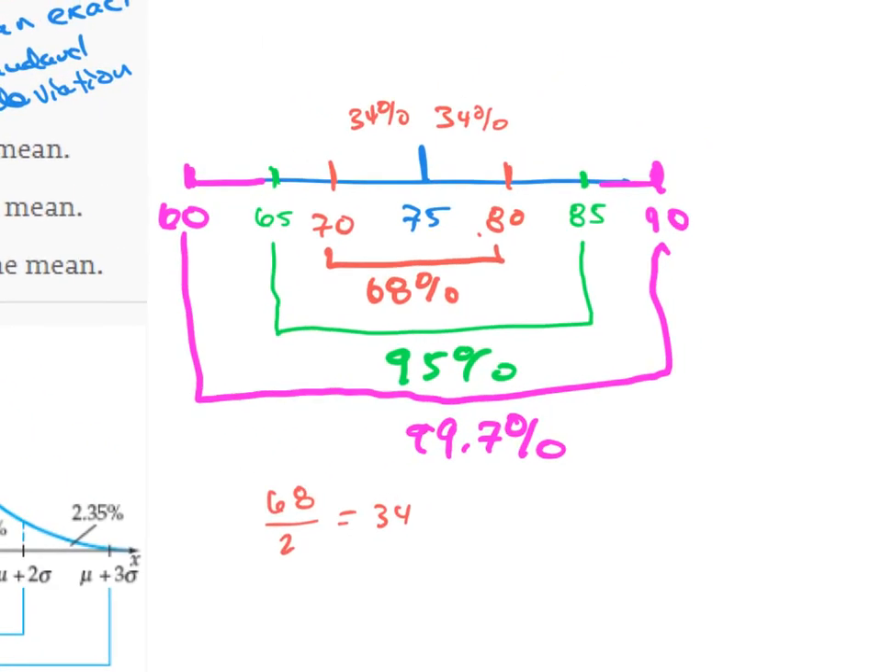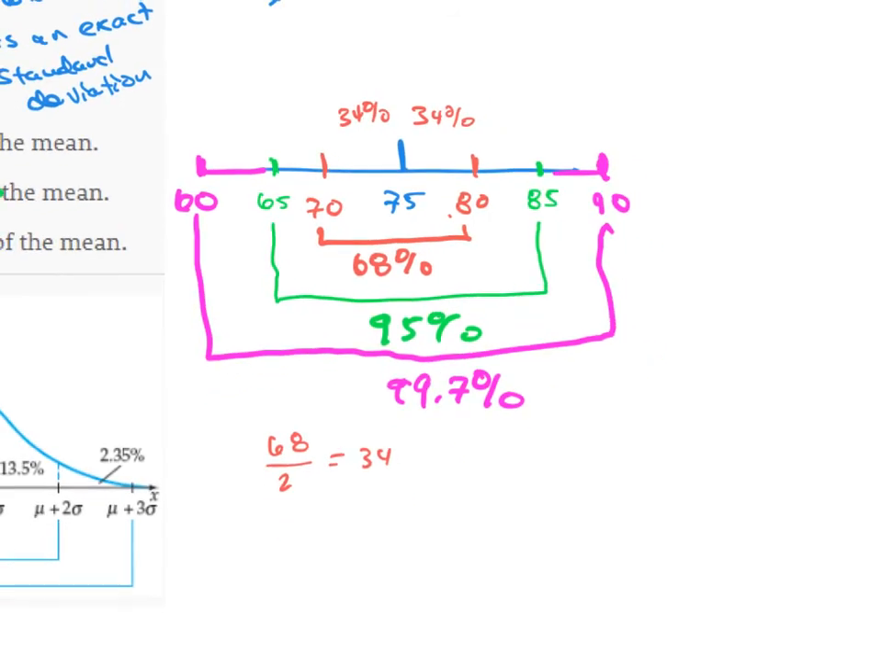Okay, so let's think, how in the heck did they get the next one? Well, let's look at the next one. Again, we have the same amount must be to the left of the mean as the right of the mean. So let's look at 95% and divide that by 2. If you do 95 divided by 2, you should get 47.5. So what are we saying? We're saying this entire area, I'm going to use my laser pointer, from 75 to 85, that would be 47.5% of the data. But we already know that 34% are between 75 and 80.